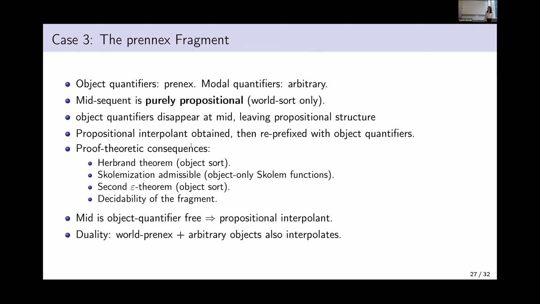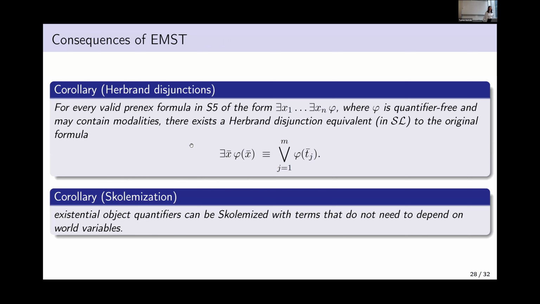And the third case is the prenex fragment. So object quantifiers are prenex, and we can assume the dual also works in this case. We have arbitrary modal quantifiers, and the interpolant is purely propositional because we get only world sorts. The prenex fragment has other nice consequences, which I present as corollaries. It has Herbrand disjunction for every valid prenex formula in S5.